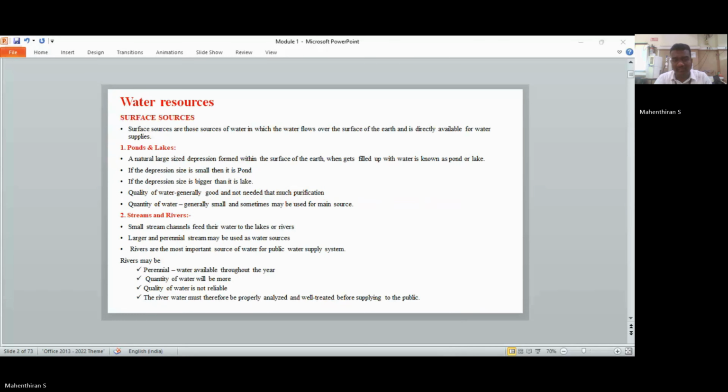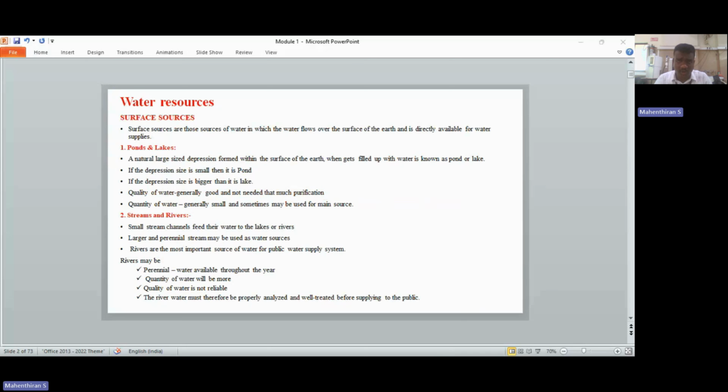Now, the water quality in ponds and the lakes, we are going to discuss as the next point. The quality of water is generally good and does not need much purification because water stays for a longer time, suspended particles will settle down, and natural purification also will happen. In real life, the lakes may contain algae, organic matter, or bacteria. So the treatment is required before using the water for different activities.